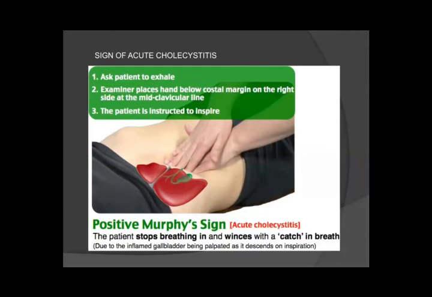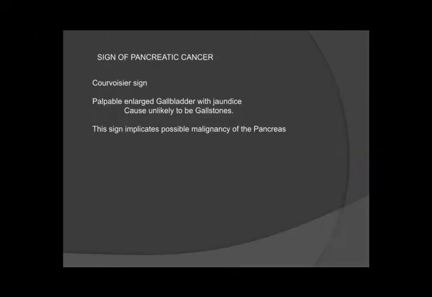Now, moving on. Sign of pancreatic cancer. That is Courvoisier sign. ठीक है, इसमें क्या होगा? There's a palpable enlarged gallbladder with jaundice. ठीक है ना? And cause is unlikely to be gallstones. ठीक है ना? And this sign implicates possibility of malignancy of the pancreas. ठीक है, why can it be confused with gallstones as well, or an obstructive picture? Because it causes an obstructive jaundice.